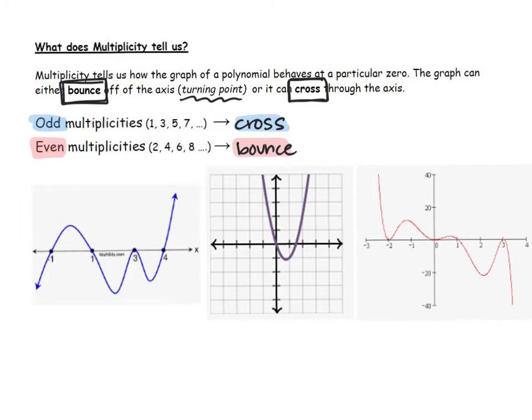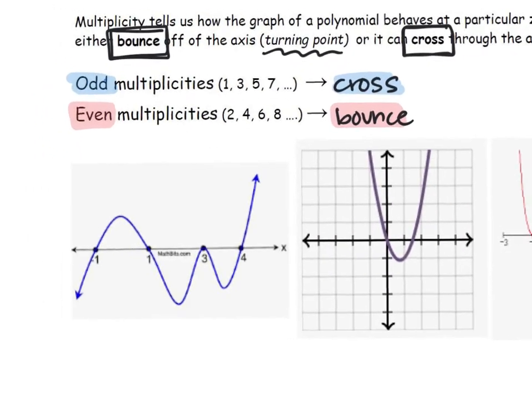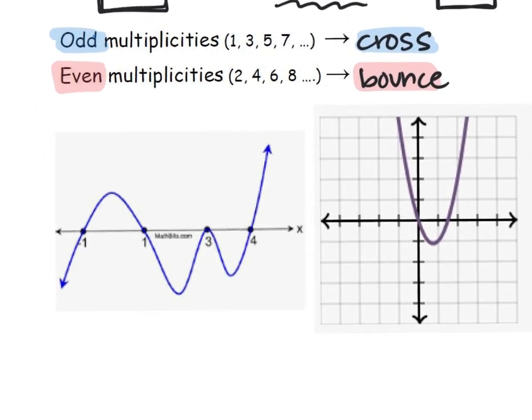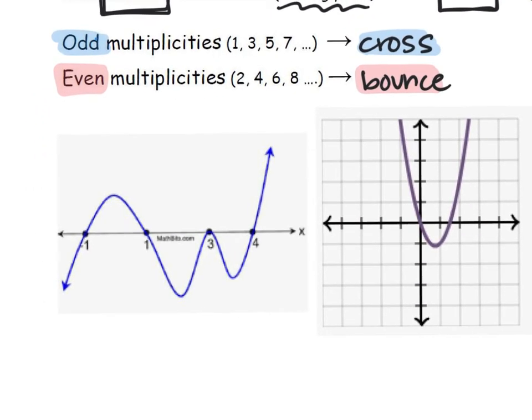Okay, so we're going to go to each of these graphs, and we're going to determine where the zeros are, if the graph is bouncing or crossing, and if that means there's an odd multiplicity or an even multiplicity. Let's look at the first example. So first example, here's a 0. If I look at what's happening at my graph at this point, the graph is crossing right through the x-axis.